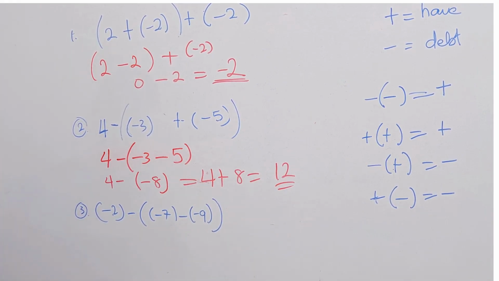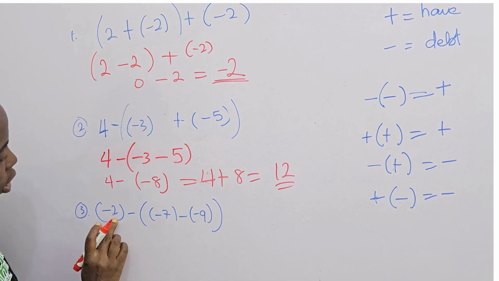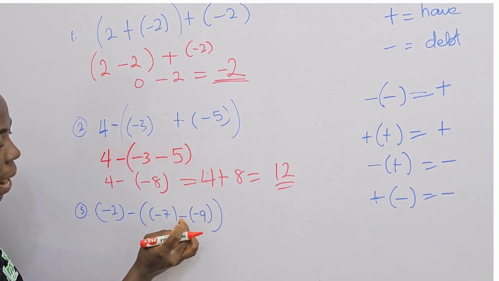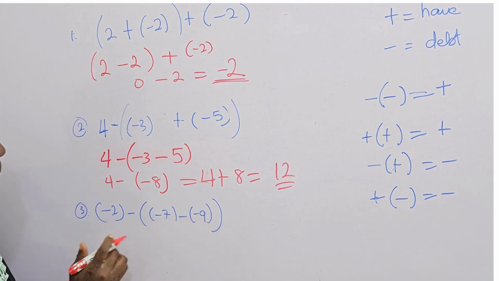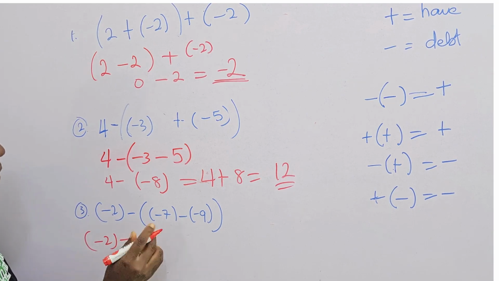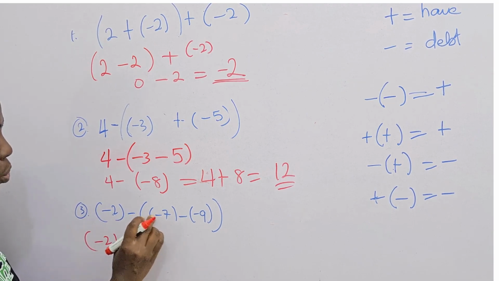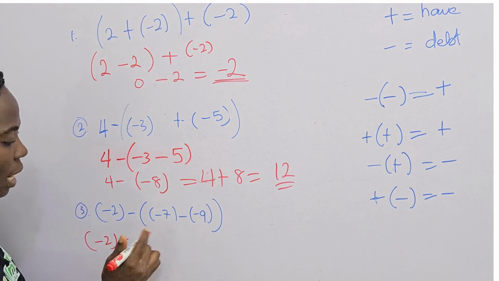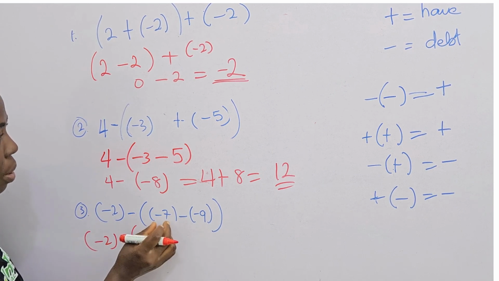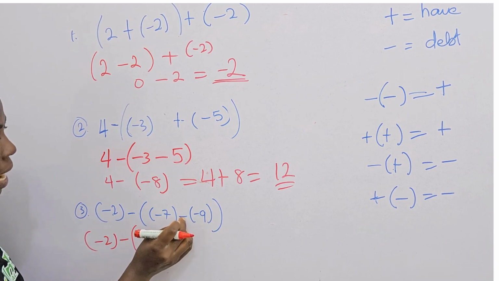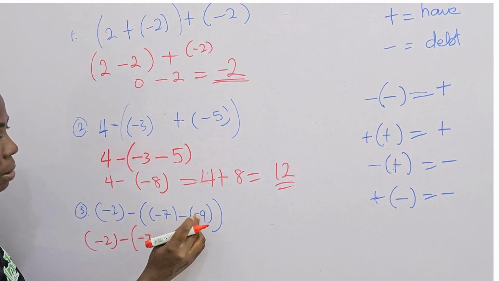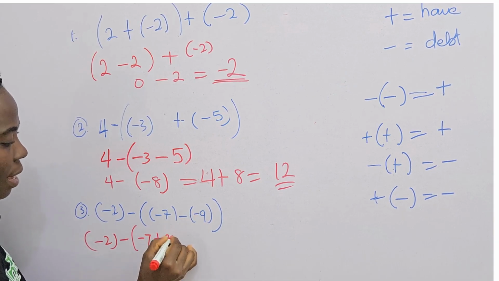Let's take a look at this third one. We have minus 2 plus a big bracket housing minus 7 minus 9. Minus 2 minus. We cannot just multiply these two because it's a double bracket here. Are we together? So let's deal with the bracket inside, which is minus 7 minus 9. That gives us minus 7 minus times minus plus 9.